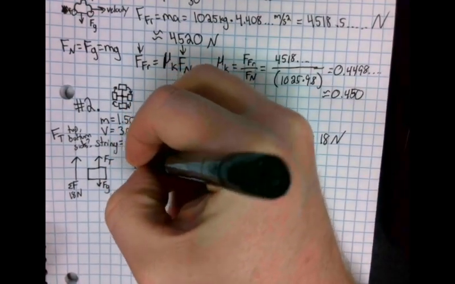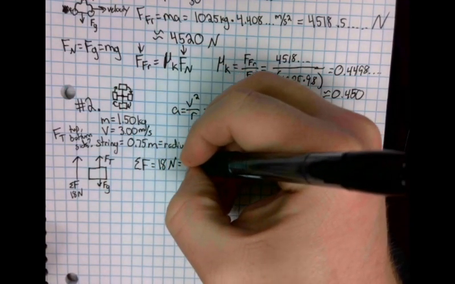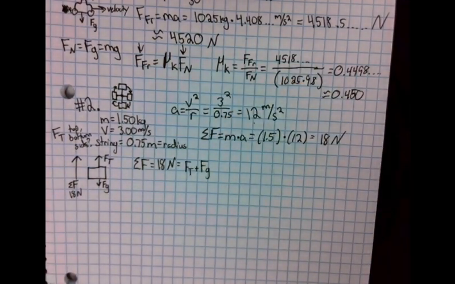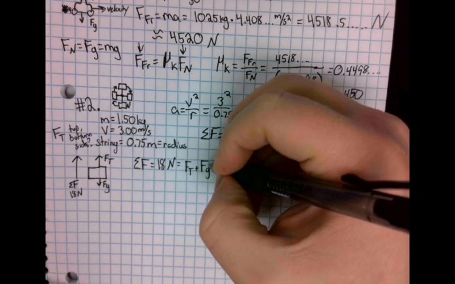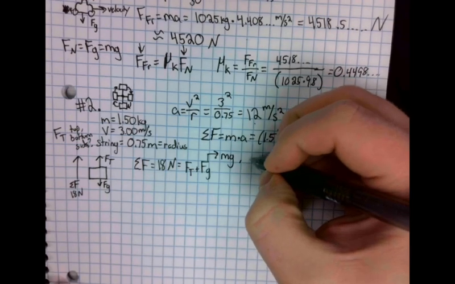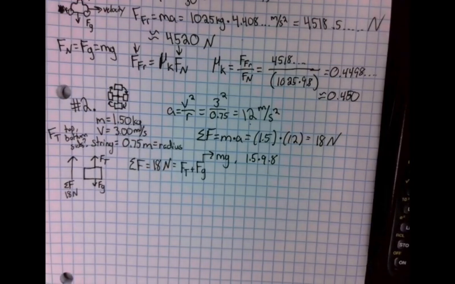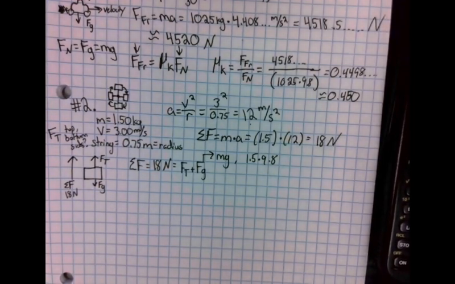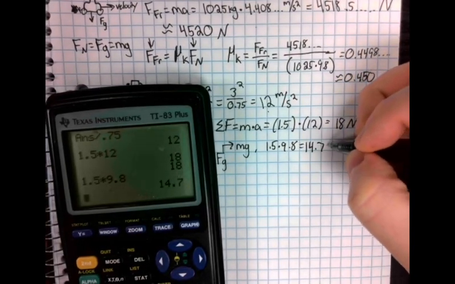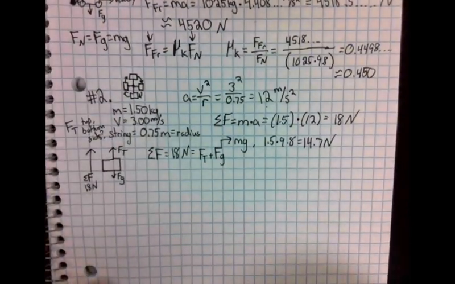We can go ahead and set it up then. Sum of our forces is equal to 18 newtons, which is Ft plus Fg. Now, we don't know the force of tension. That's what we're looking for at this point, but we can find gravity. The force of gravity, just as a reminder, is mg, the mass times gravity. So in this case, that would be 1.5 times 9.8. This also seems like it's probably going to be a good value to have. So 1.5 times 9.8, we get 14.7 newtons, because that's our mass times gravity. It's our force of gravity.